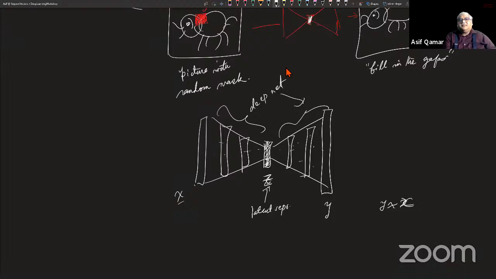Well, I hope this looks easy to understand. Once you understand autoencoders, you'll realize that nothing in this mathematics is affected. If this is the function f of x, and this is a function g of z, you get y equal to some function g of z, and z is some function f of x.